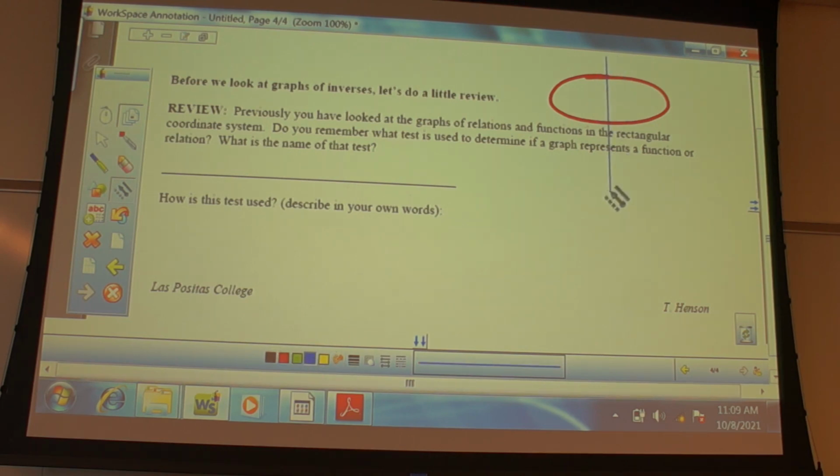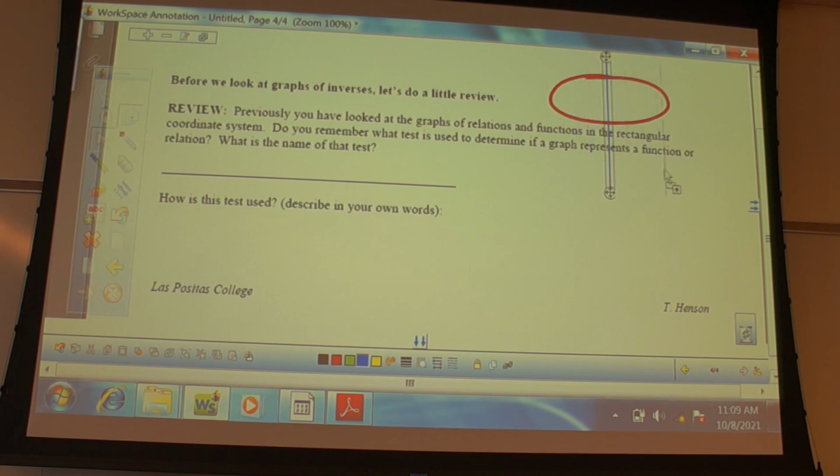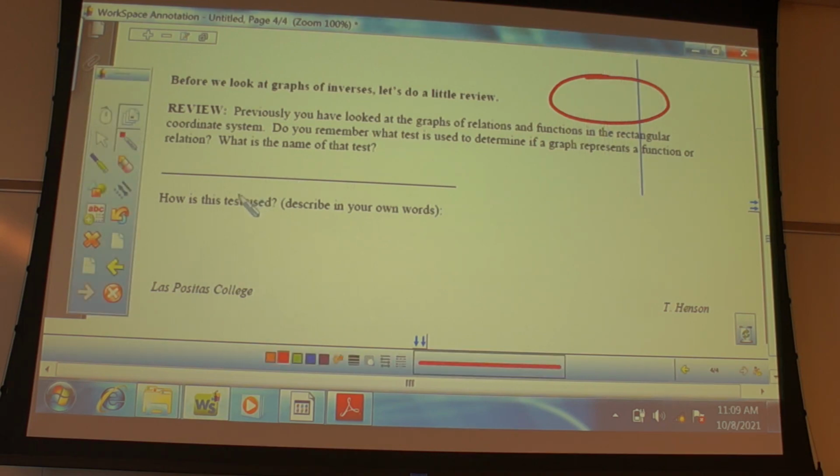straight up and down, and we slide along it to see if it hits more than once. We kind of move that around to see if it hits more than once. If it does, it's not a function. Vertical line test. It should hit only once.